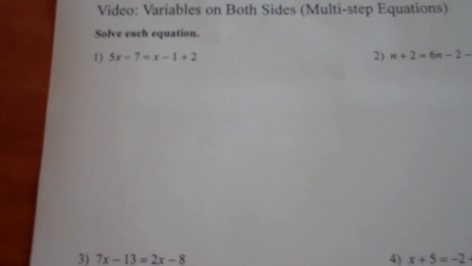The first one that we have here is 5x minus 7 equals x minus 1 plus 2. The first step in our flowchart, and that's the flowchart that we just had, is use the distributive property to remove parentheses on each side of the equal sign. We have no parentheses here, so we don't need to do that. Next, combine like terms on each side, no inverse.